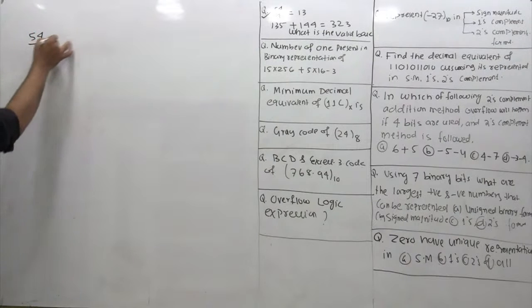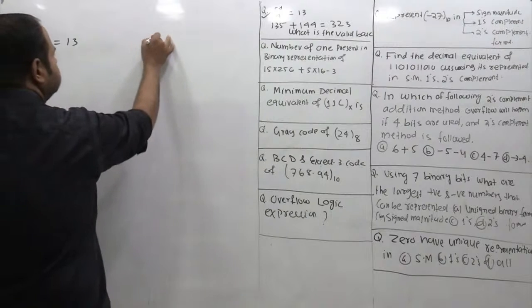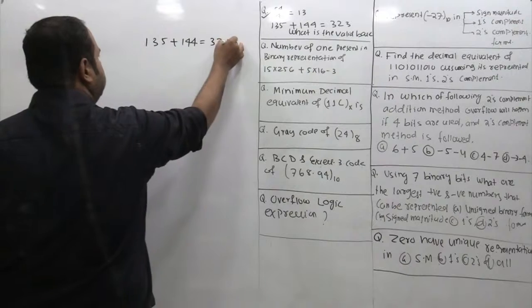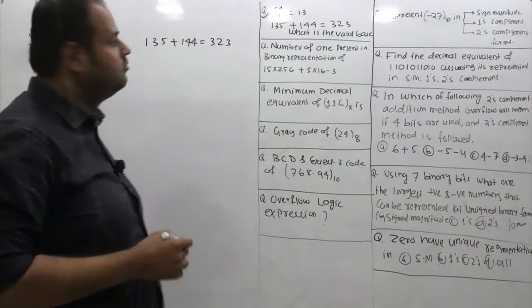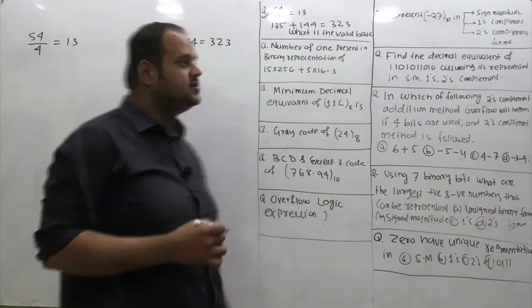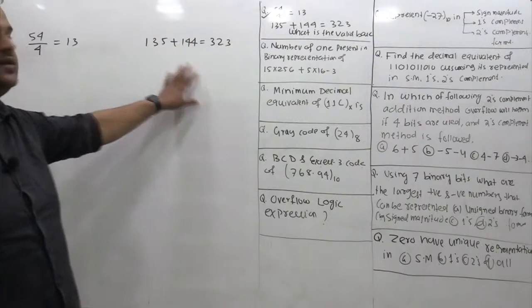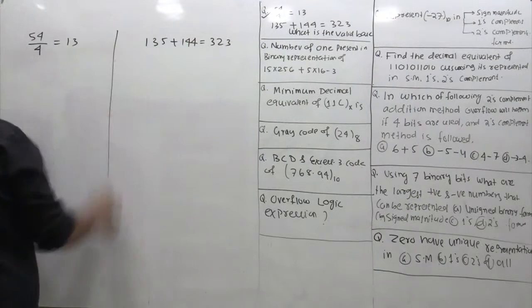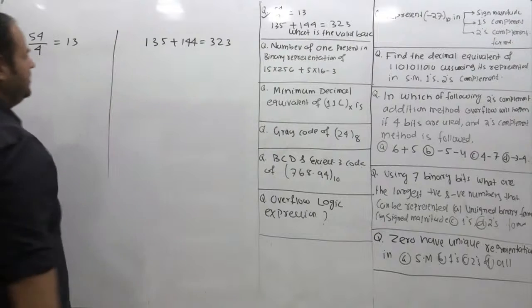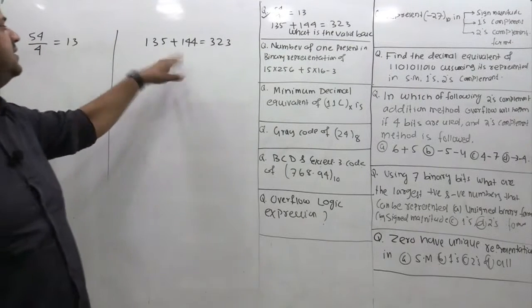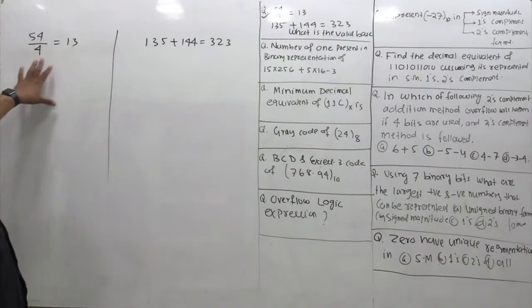The question is 54 by 4 is equal to 13. There are two questions I have given, and the other is 135 plus 144 is equal to 323. The question is, what is the valid base? In other words, in a certain number system, or a certain base or radix, this equation is valid, and this equation is valid. These are two independent questions, so you can think of this as question A and this as question B. We have to find the possible base.